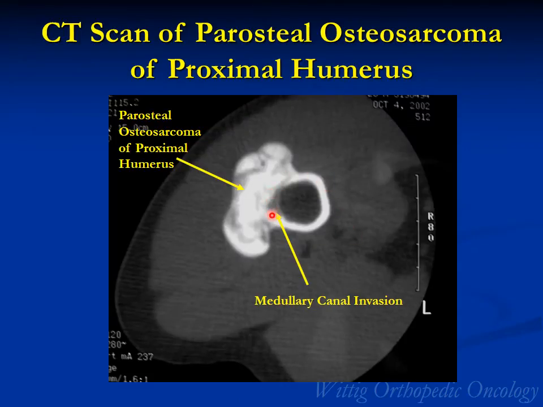Here's a CAT scan of the proximal humerus parosteal osteosarcoma. You can see this exophytic mass. There's radiodensities as well as some more radiolucent areas. There's back growth here into the medullary canal of the humerus. There's medullary canal invasion. And there's the cleft over here and a cleft over here, where there's kind of an invagination between the exophytic portion and the actual bone.